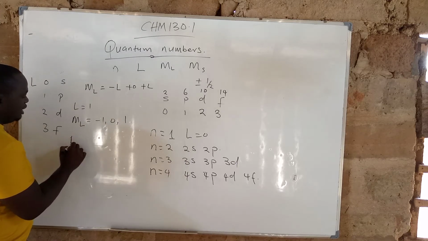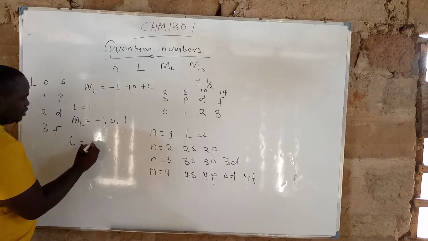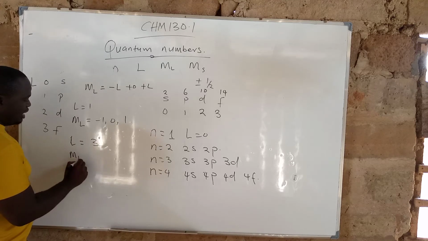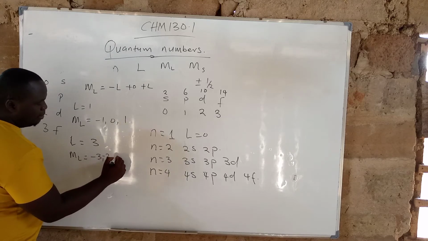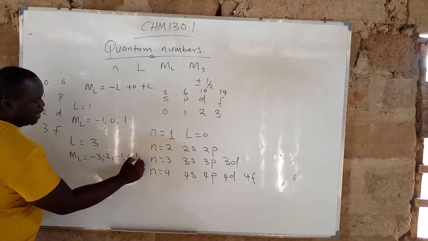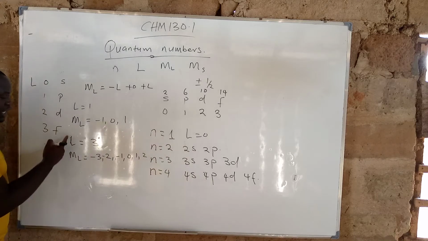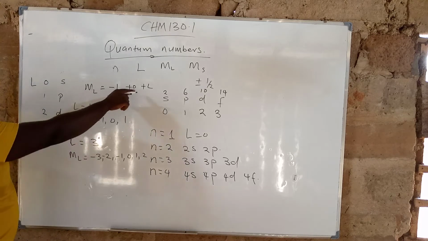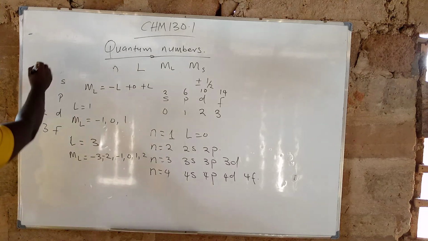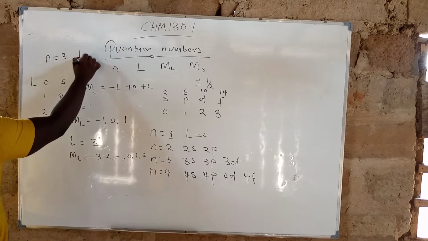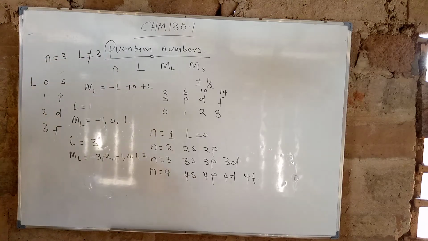And if my L is equal to 3, that means your ML will now read from minus 3, minus 2, minus 1, 0, 1, 2, and 3. So the relationship between L and ML starts from what? Minus L to plus L. And I said at the beginning of the video that, no matter what, N and L can never have the same number. What am I saying? If your N is 3, your L can never be equal to 3. It's not possible.